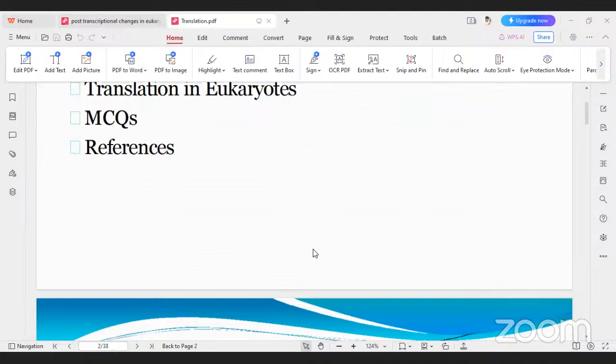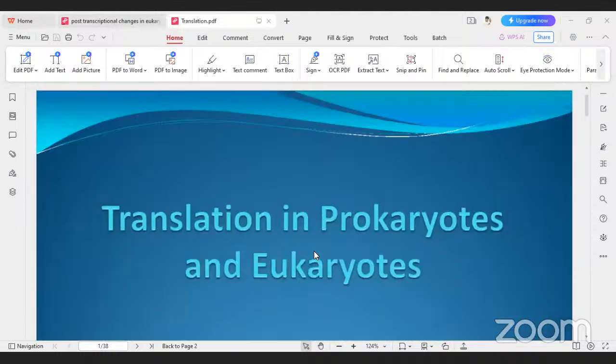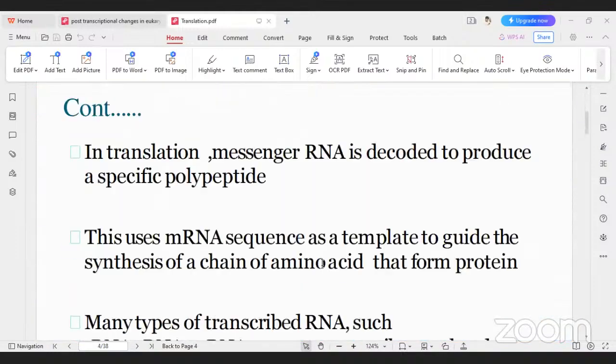Slide, PPT slide visible or not? Yes, sir, it is visible. Right. Here prokaryotes, no, not in prokaryotes.